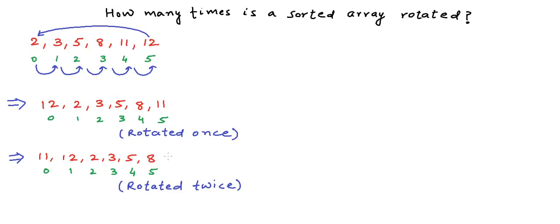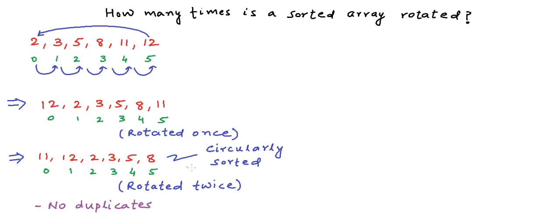And such an array is often also called circularly sorted array. So we have been given such a circularly sorted array, and there is one more condition: there are no duplicates in the array. All the elements in the array are distinct. So given such an array, we have to find out how many times the array has been rotated. So how do we solve this problem?